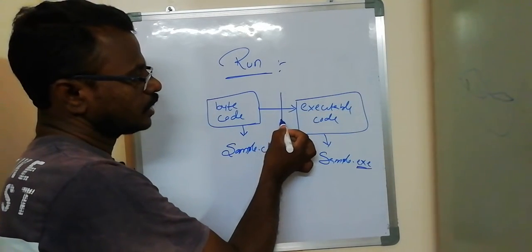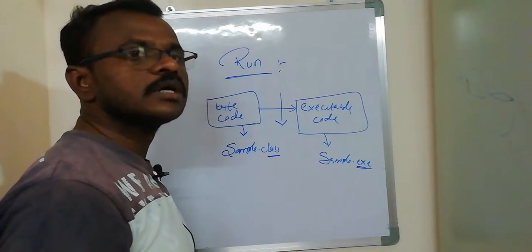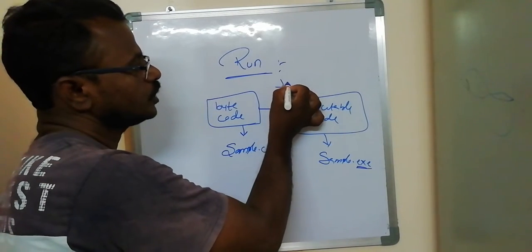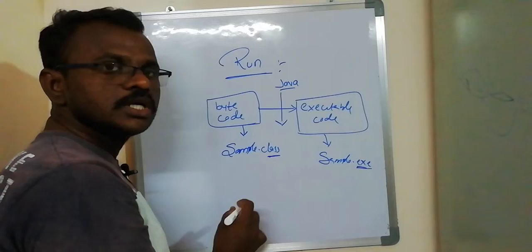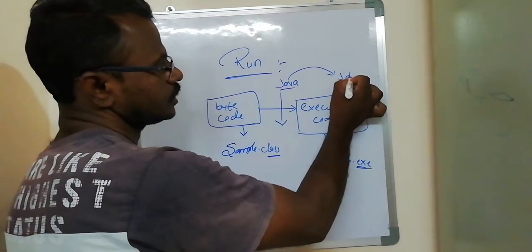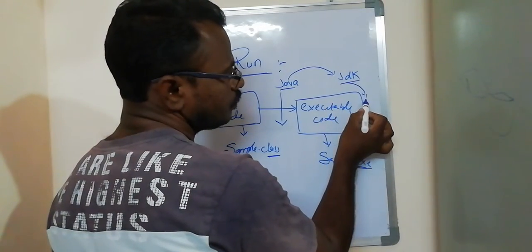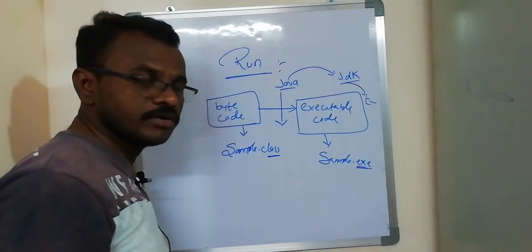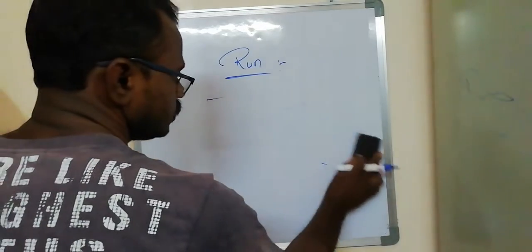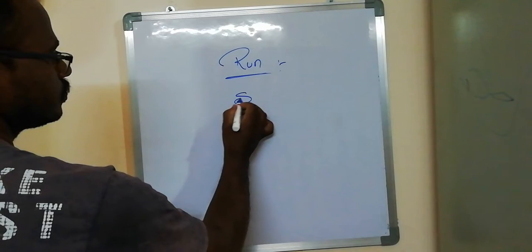We can run Java applications, not applets, only Java standalone applications, using the tool java. This tool is available in the JDK, we know that. JDK means Java Development Kit. The JDK is available in the Java environment system. See, how to run a Java program: first the syntax, then an example.